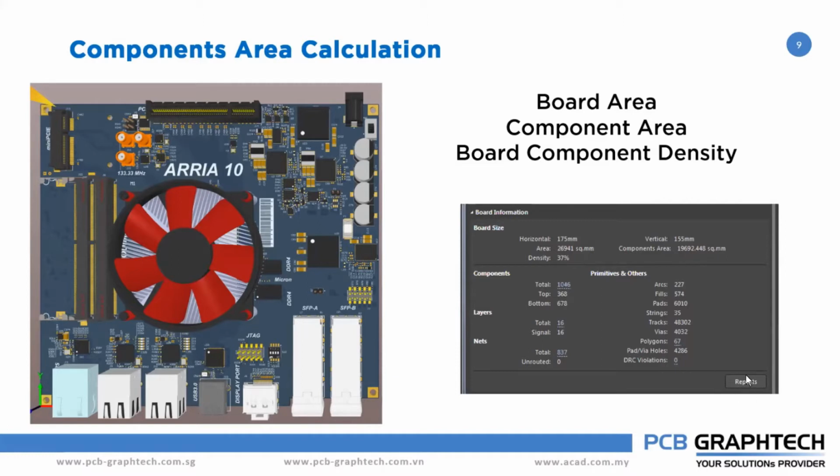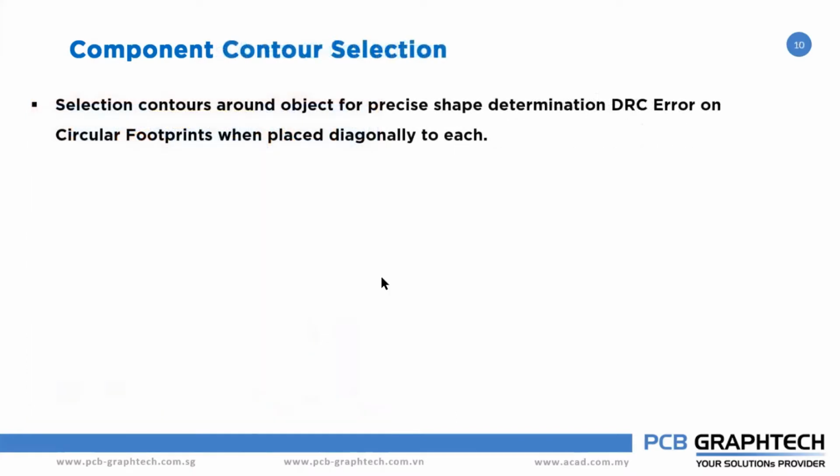When you click the report, you can also generate the report for your arcs, your fills, your tracks, your copper area, all the board information, whatever you want in the report, you can generate it from your board properties panel itself. Okay, so then the next one is component contour selection.